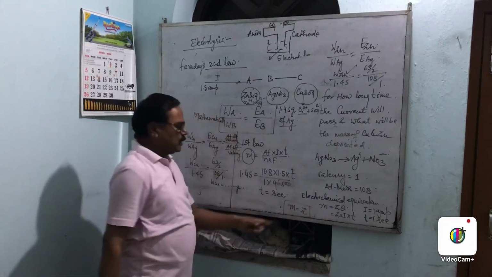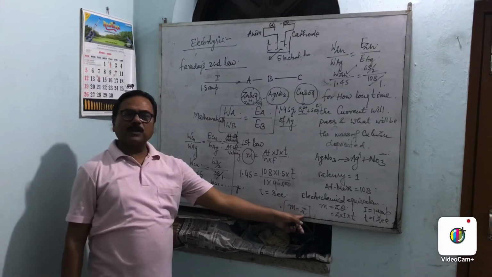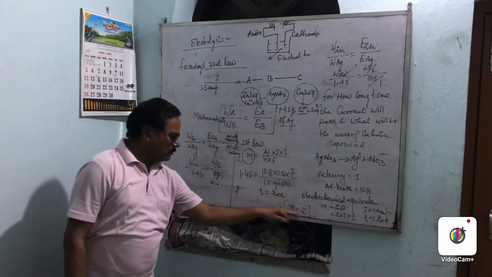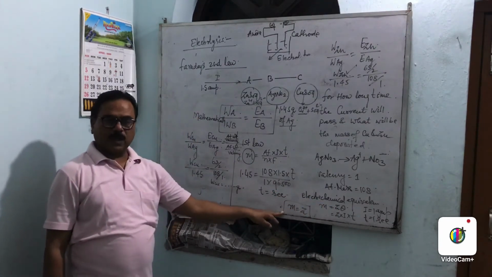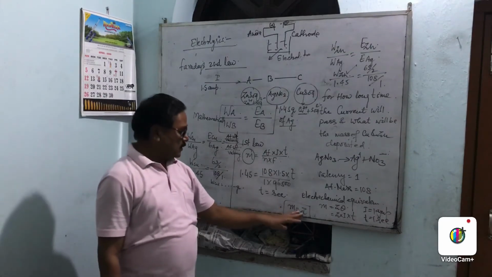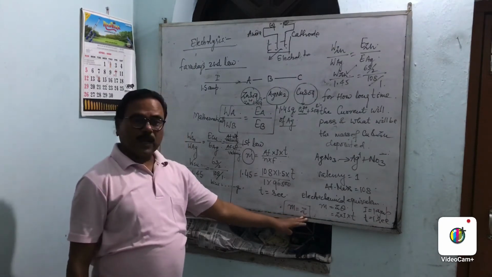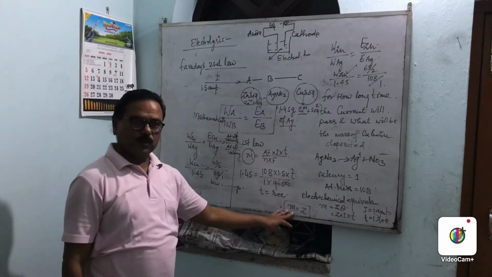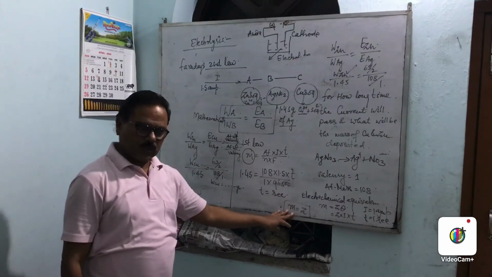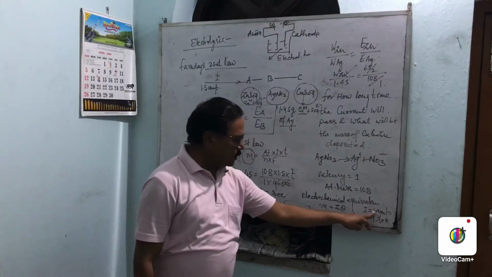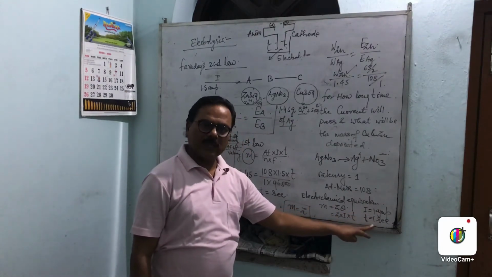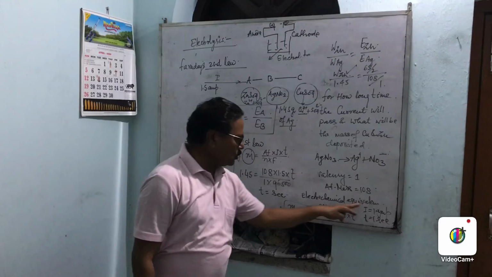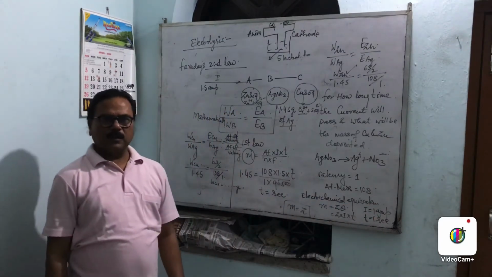So how are we able to define the electrochemical equivalent? Mathematically we can define it. Electrochemical equivalence is equal to the mass of the substance deposited at an electrode when a current of 1 ampere is passed for 1 second. So we are able to define the electrochemical equivalence.